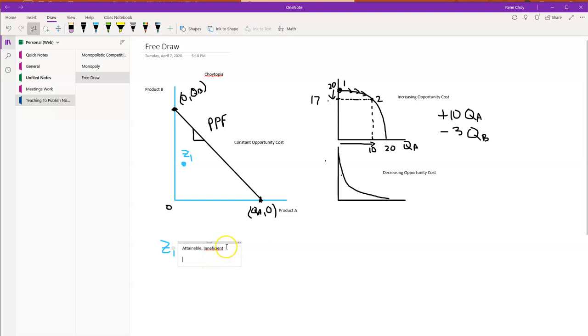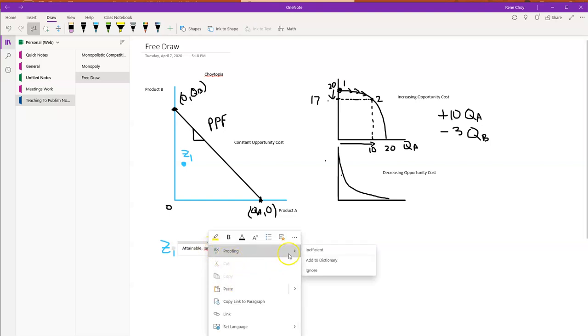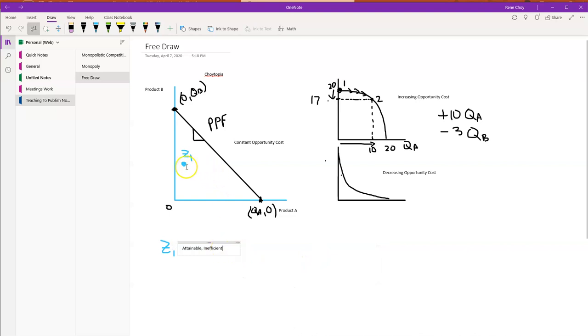Now the reason this point is inefficient is because we could do better by using our resources better and moving towards the line. Now if I were to pick a point on the line, and on the line could be anywhere on the line, let's call this Z2, then point Z2 is what we define as efficient. So this point is attainable, at least theoretically, and it is also efficient.